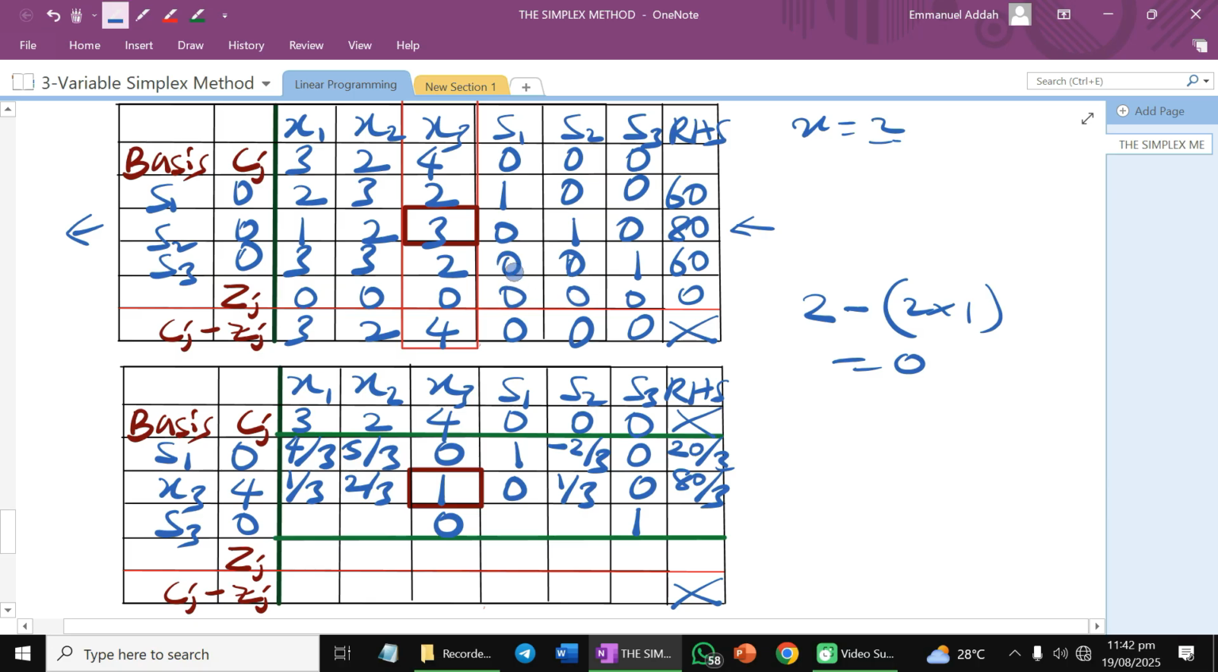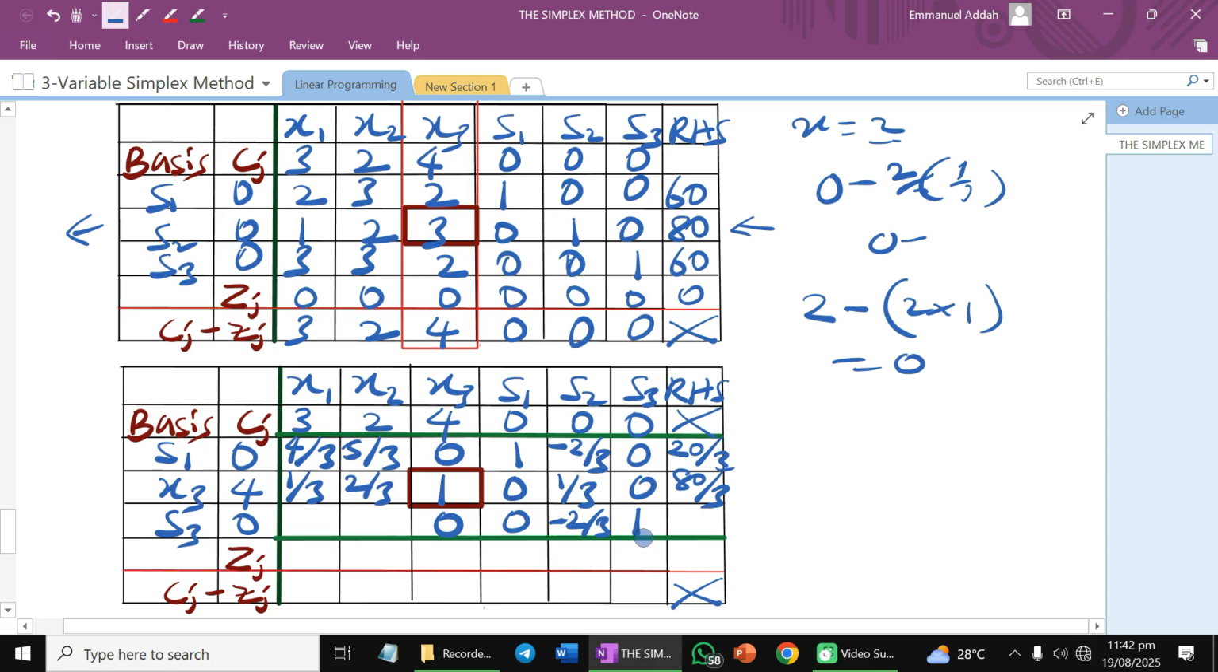So we come here. This will now be 0, 0 minus 2 times 0, which gives us 0. Come here, 0 minus 2 times 1 over 3. That is 0 minus 2 times 1 over 3, which will be minus 2 over 3.